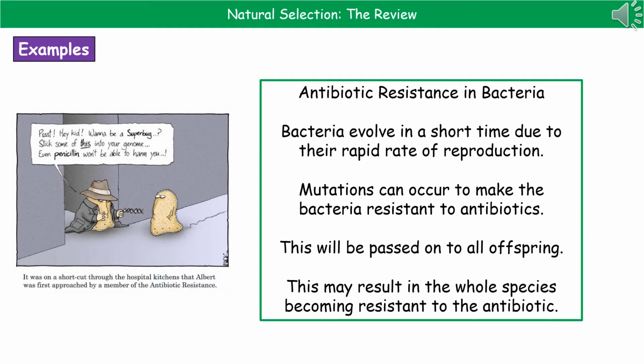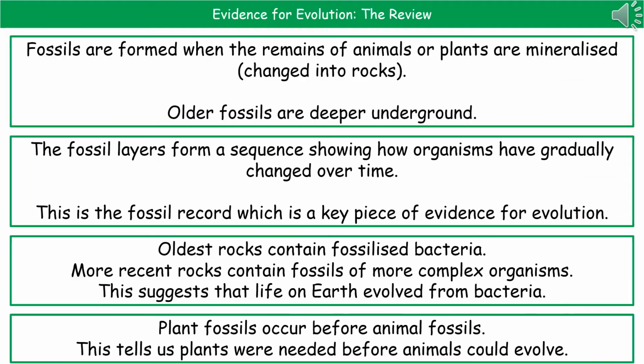Second example is antibiotic resistance in bacteria. Now, bacteria evolve in a short time because they've got a very rapid rate of reproduction. We do find that certain mutations occur to make the bacteria resistant to antibiotics, and that will then be passed on to all offspring. So this can result in the whole species becoming resistant to an antibiotic, which is bad news for us as humans.